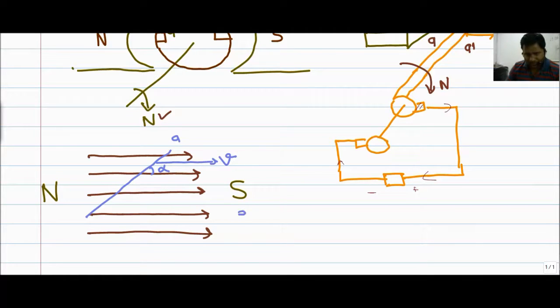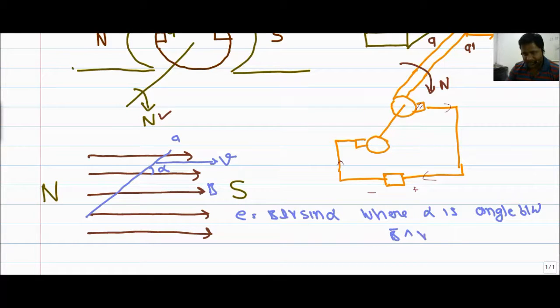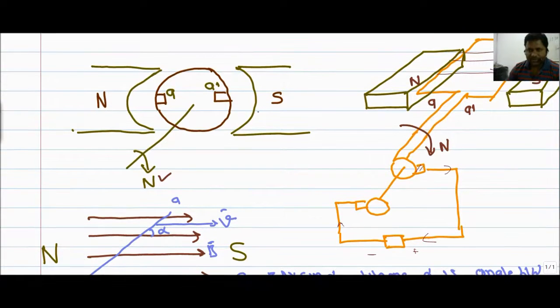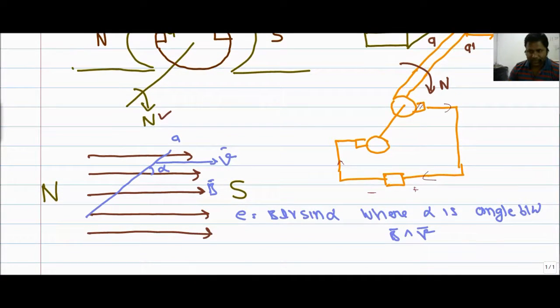We know the formula E equals B L V sin alpha, where alpha is the angle between the velocity vector V and the magnetic field B. So with the help of this relation, we can calculate the expression of the induced EMF generated in this coil A and this coil A dash. We are going to the next page.